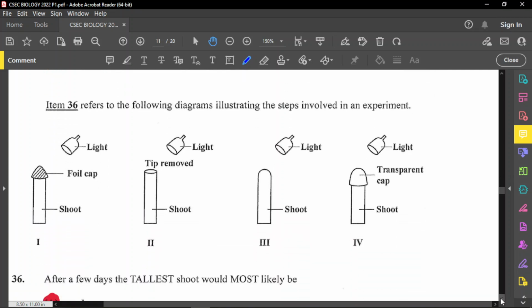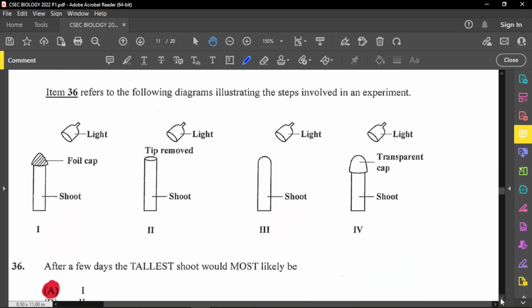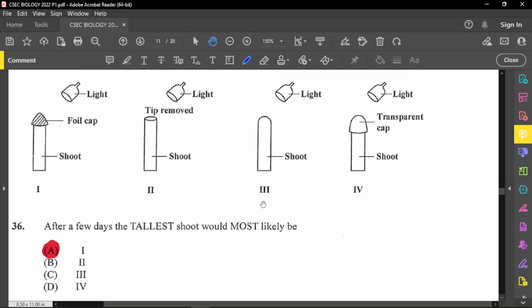Now, for 36, it refers to the diagram illustrating the steps involved in an experiment. And so this again is to detect, if you notice the top of the shoot is being covered or removed, and the tip of the shoot is where you find auxin. So this definitely is affecting growth or the effect of light on growth, things like that. So after a few days, which of them will be the tallest shoot?